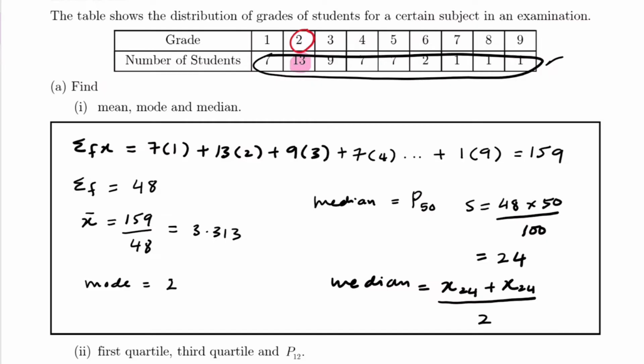So in our data, this is 7, this is 20. It means that 24 is going to be here. This is for the 21st data until the 29th data. So our data for the 24th is 3 plus 3 over 2, which is 3.